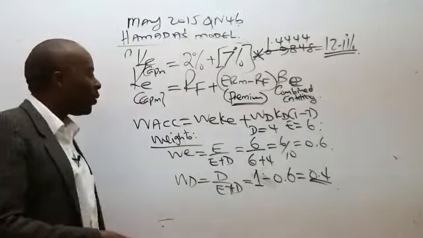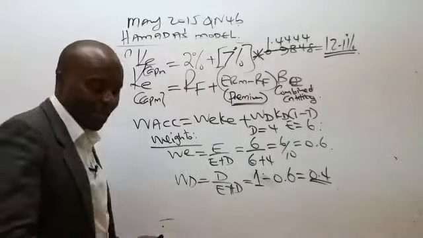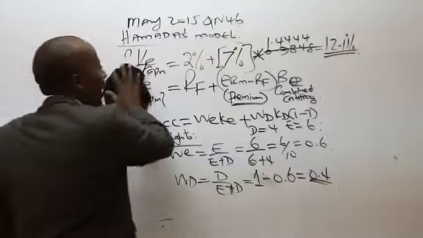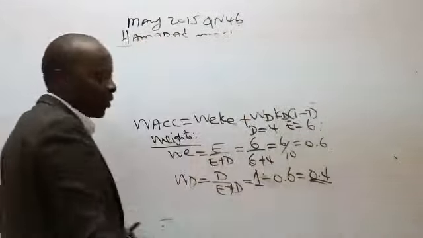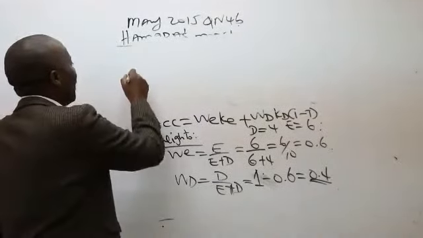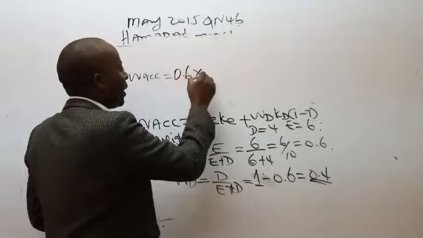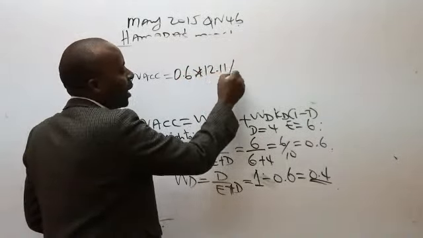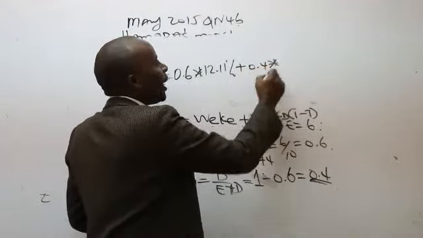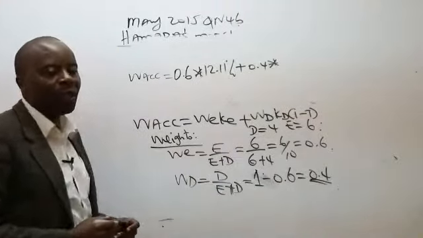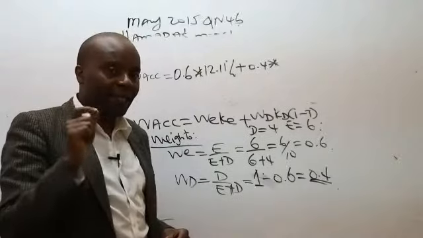So now, having gotten the weights, it's quite easy for us to plug in. So this is where we are. Our WACC will be equal to weight of equity, that is 0.6, times cost of equity, 12.11, plus weight of debt, which is 0.4, times cost of debt. Also, you have to be careful to work with the cost of debt of the combined entity.